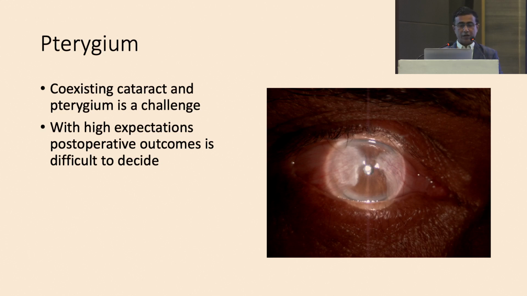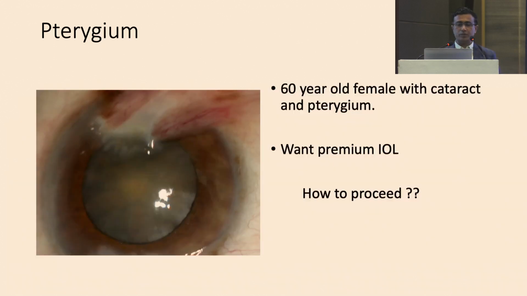Now pterygium: in many Indian rural patients, they have pterygium coexisting with cataract. With high expectations, you must tell them that you may have a suboptimal outcome because of the corneal opacities, particularly in patients having such type of pterygium. Now I will take this case scenario: a 60-year-old female with cataract and pterygium. The patient wants a premium IOL. How to proceed further?